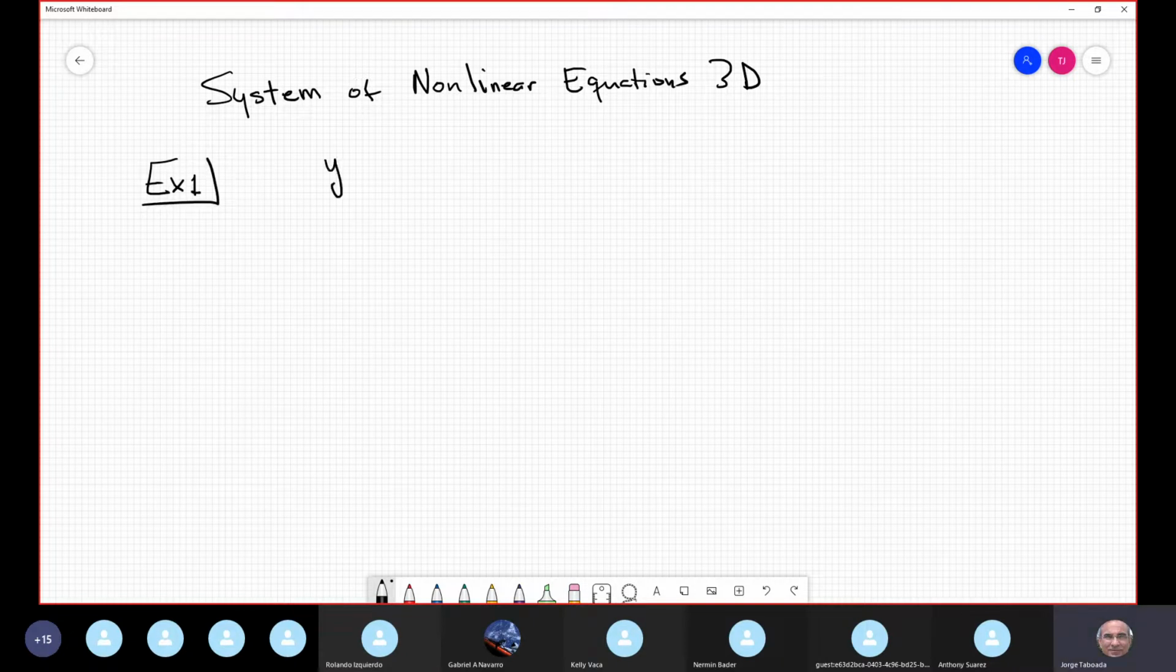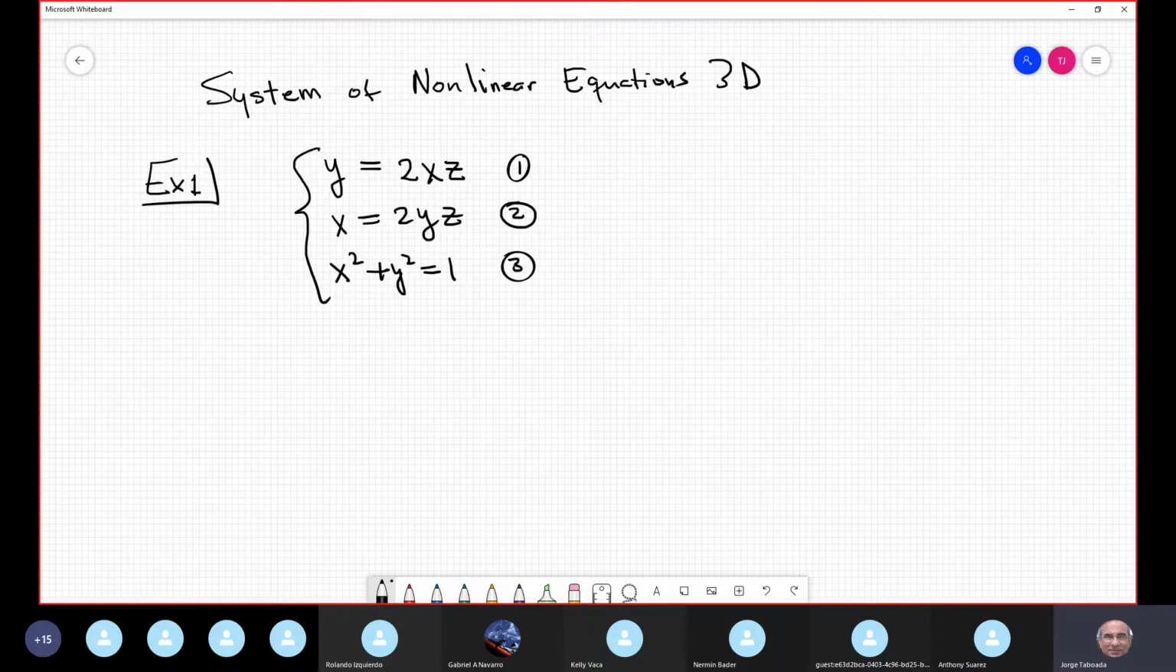Example 1 is y equal to xz. We have the third variable, x, y, and z. Equation 1, easy, or relatively easy. X is equal to yz. Equation 2. And the last equation is x squared plus y squared equal 1. Equation 3. We have actually here a nonlinear system of equations in 3 dimensions.